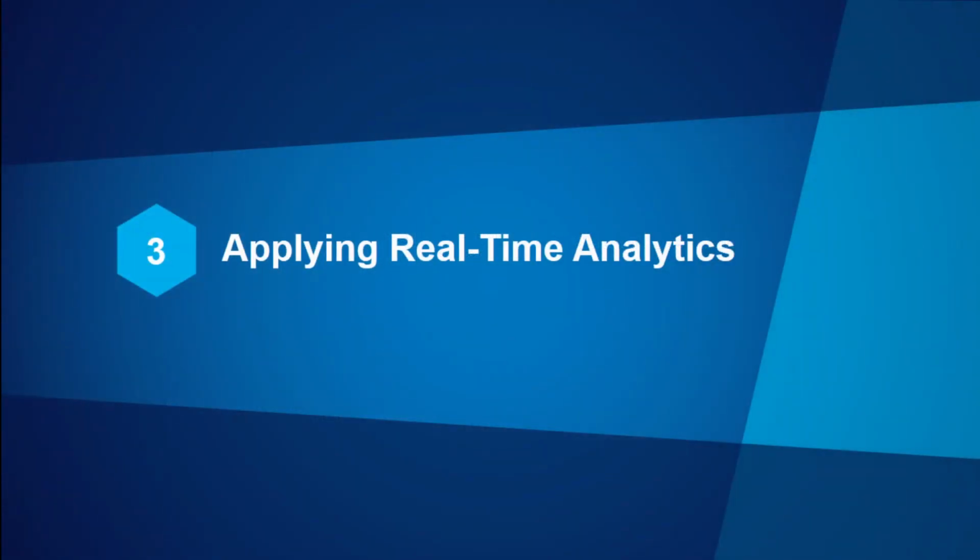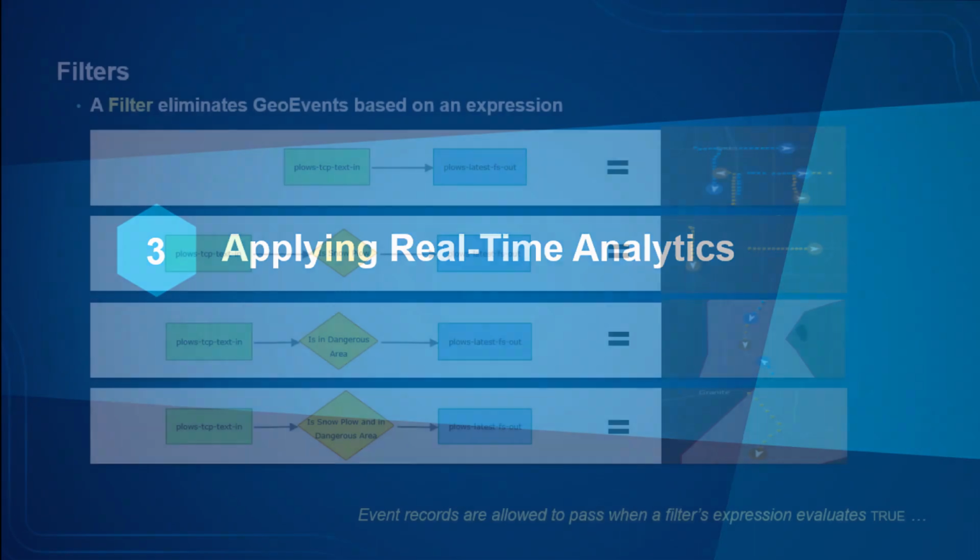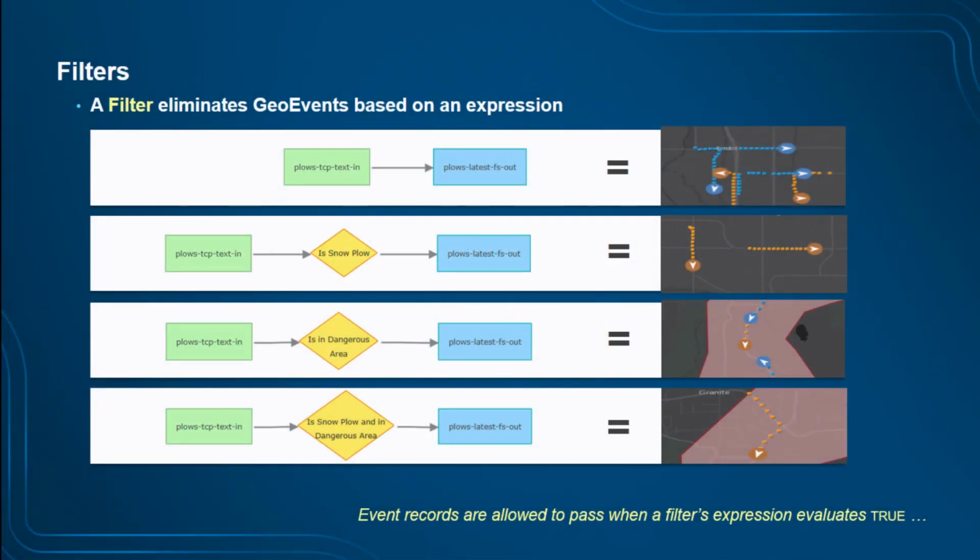So what I'd like to do now is take a brief look at applying real-time analytics, since filtering and processing on the events as they arrive is one of the core capabilities that you want to use GeoEvent for. A filter is something that discards event records based on an expression. Only event records that satisfy the expression are allowed to pass through the filter.